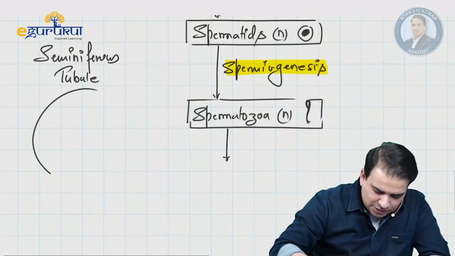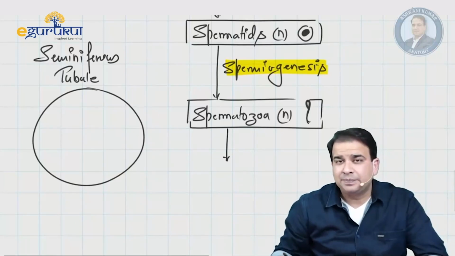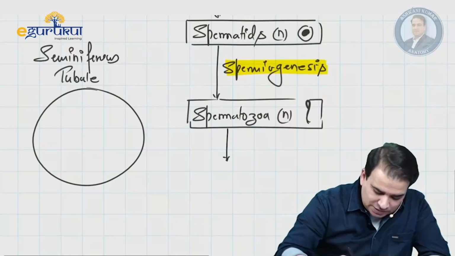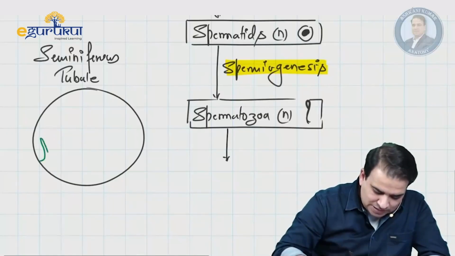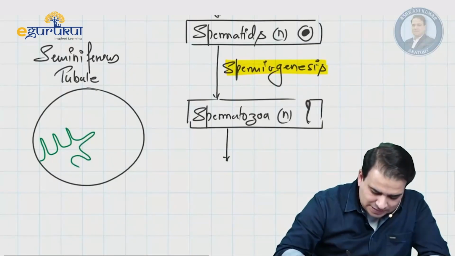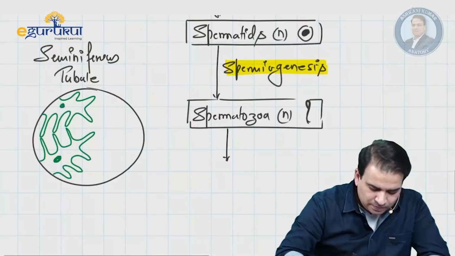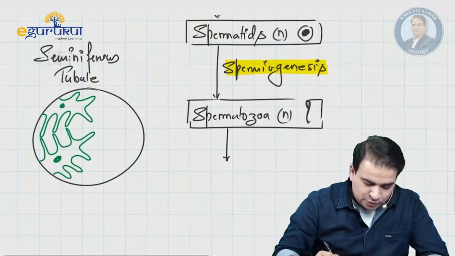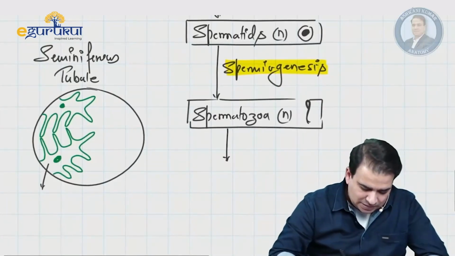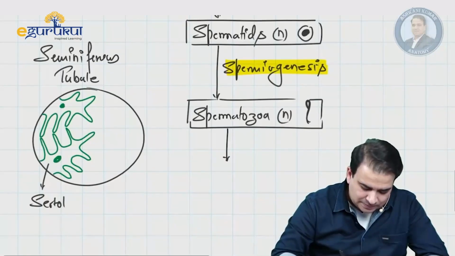Let's say this is one section of the seminiferous tubule you're looking at. And in the seminiferous tubule, we all know that we have these supporting cells which are called the Sertoli cells. Well, we say Sertoli cells are cuboidal cells. Well, they have these appendages on the side though. So let's presume these are the supporting cells in the seminiferous tubule, that is, Sertoli cells.